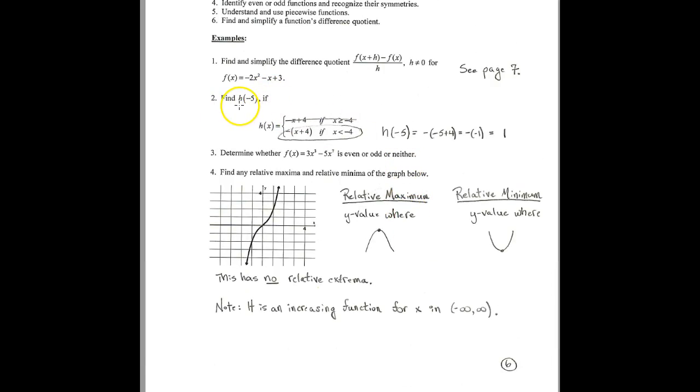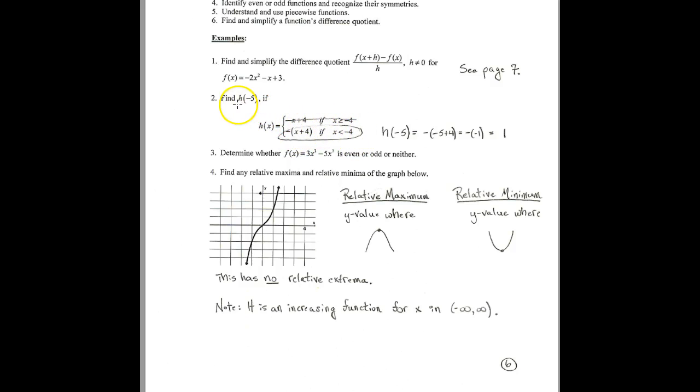Example 2 says find h of minus 5 if h of x is defined this way. So h of x is defined as x plus 4 if x is greater than or equal to minus 4, and minus the quantity x plus 4 if x is less than minus 4. So this is what's called a piecewise defined function. For piecewise defined functions, we have to look over here. It tells us what values of x we want to use for which piece of the function.